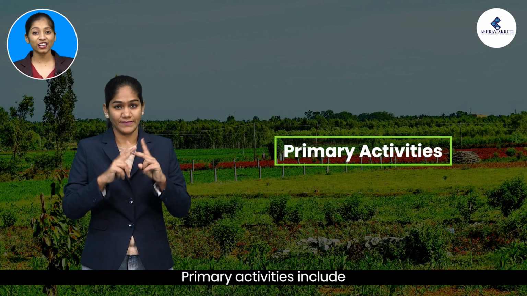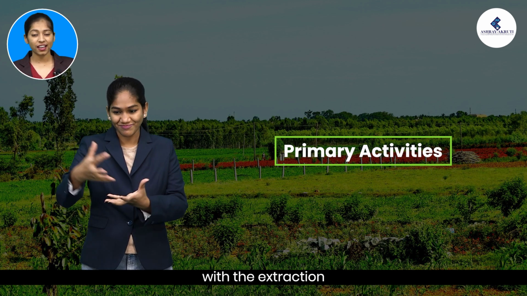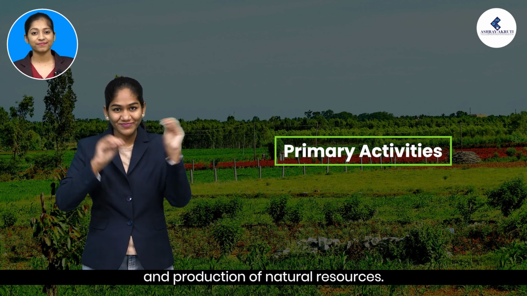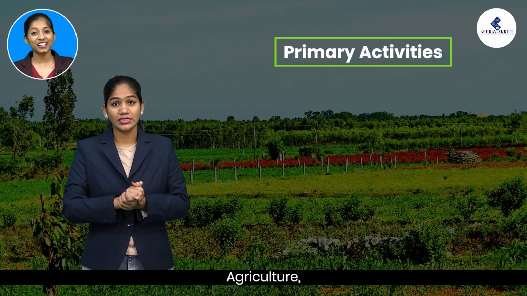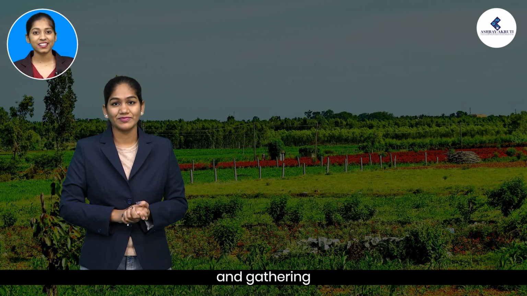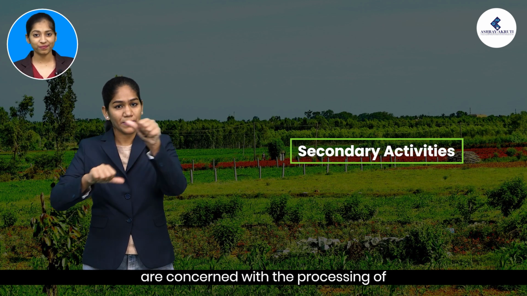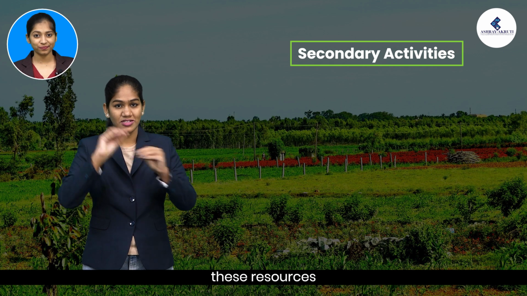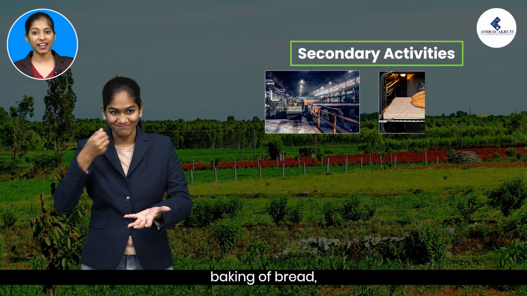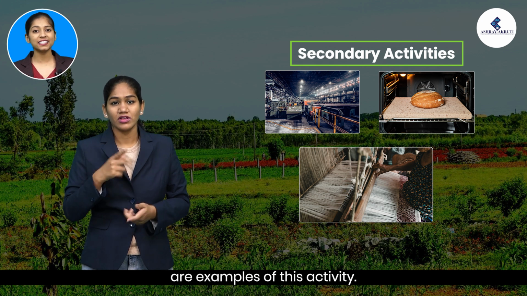Primary activities include all those connected with the extraction and production of natural resources. For example, agriculture, fishing and gathering. Secondary activities are concerned with the processing of these resources. Manufacturing of steel, baking of bread and weaving of cloth are examples of this activity.